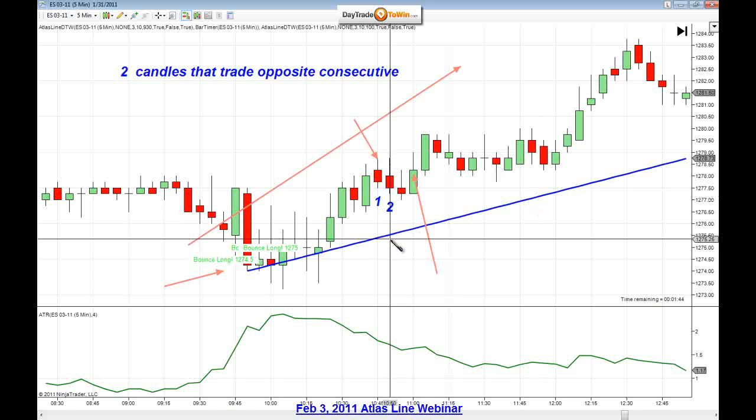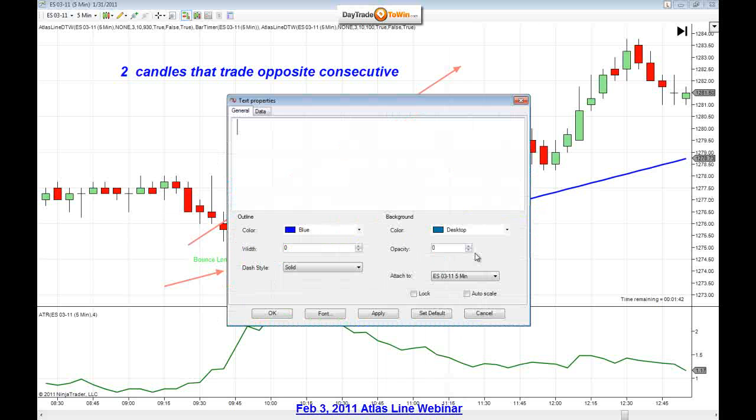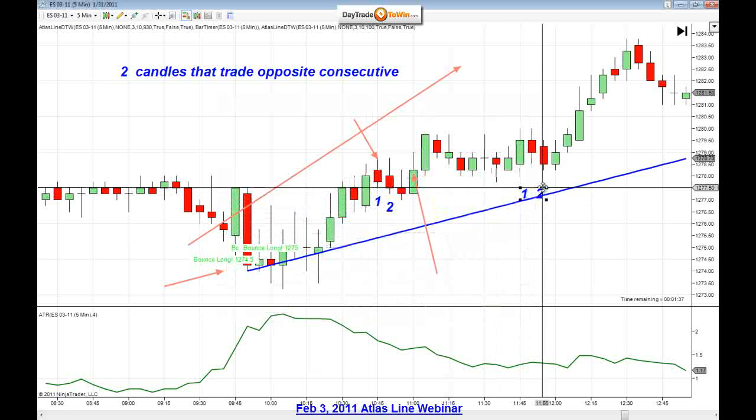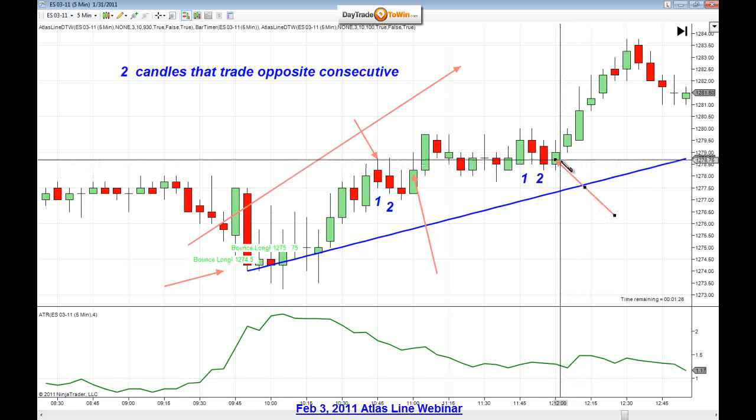Would you guys consider now this to be 2 right here? What do you think? Yes, no? You think that's 2 consecutive candles pulling back? Right, Richard? Absolutely, Richard. Yes, right? So what that means is the next candle, we go long.